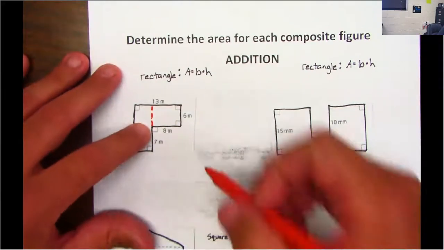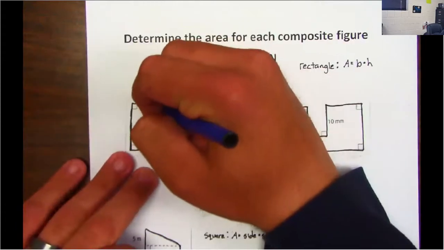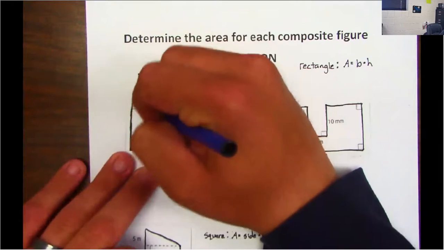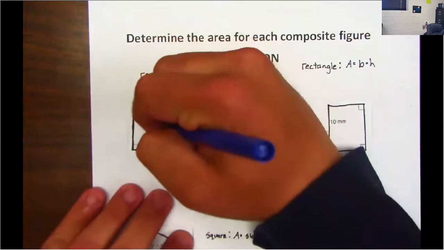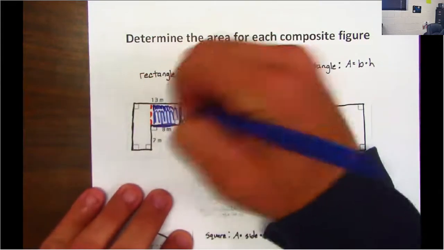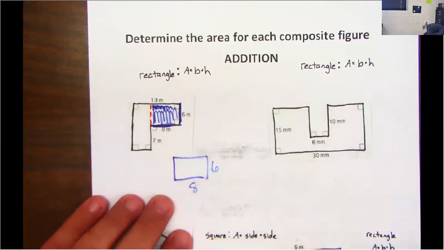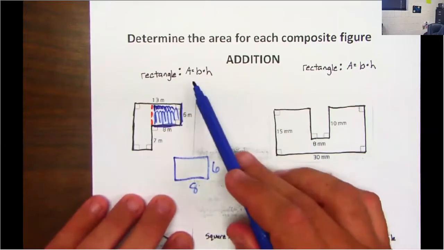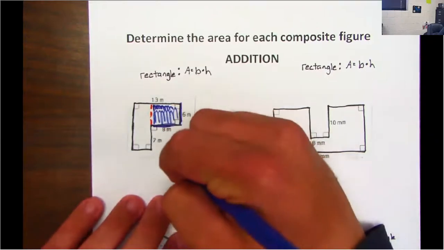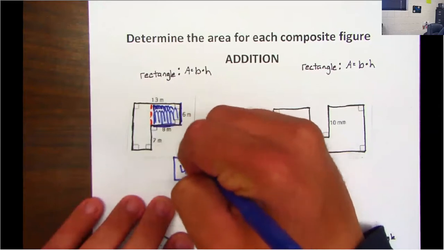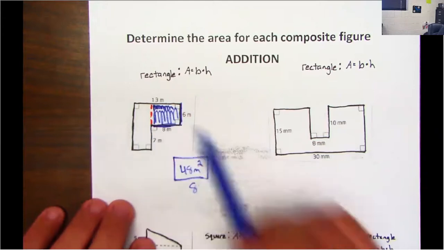All right, so this rectangle right here, I'm going to shade it in blue. So here it is nice and blue. Well, what are the dimensions of it? Well, it is 8 by 6. So I'm going to rewrite this one. 8 by 6. Well, guys, the formula for a rectangle is base times height. So 8 times 6 would be 48 meters squared. That's for this one.